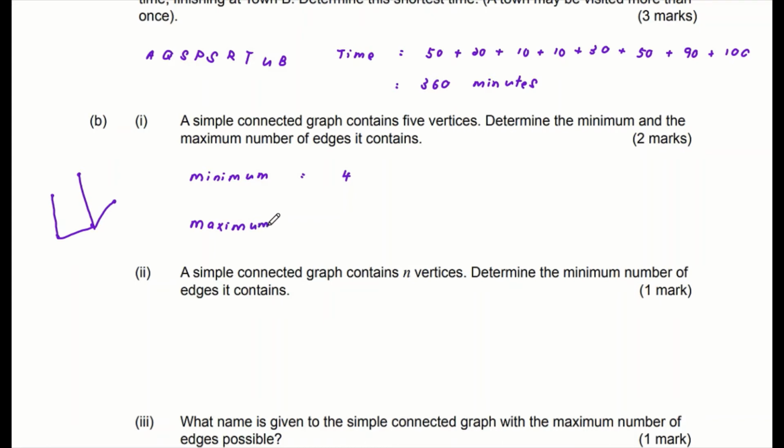So in this case, you have 5 vertices, then you can use the formula as well. So 5 minus 1, and then divide by 2. So in this case, you get 4 times 5, so 20. So the answer is 10.